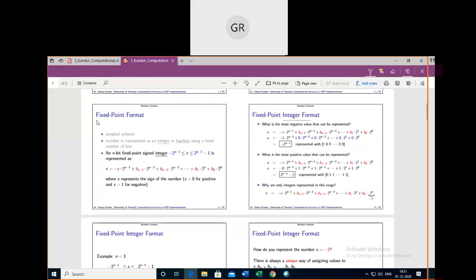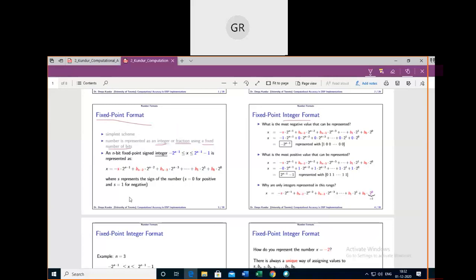Fixed point format is the simplest scheme. A number is represented as an integer or fraction using a fixed number of bits.